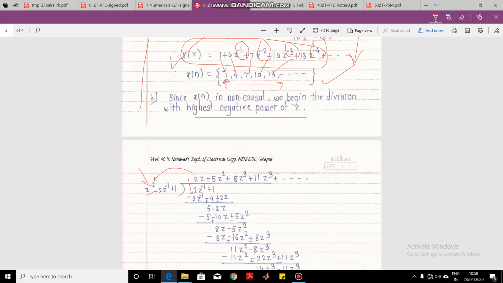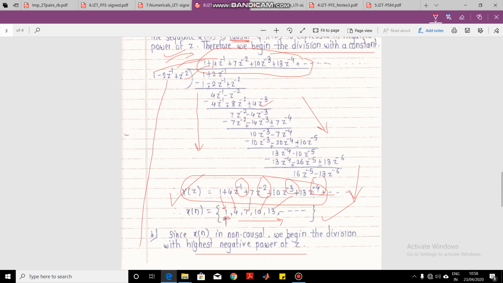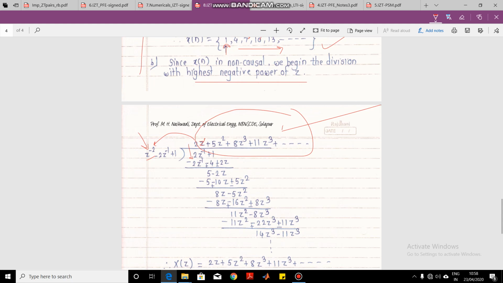Here we have got the positive power of z: z raised to 1, z raised to 2, 3 and so on. This is our aim, that we should get the quotient in the form of positive powers of z, because our signal is a non-causal, anti-causal signal. Earlier we had got negative powers of z because our signal was a causal signal.